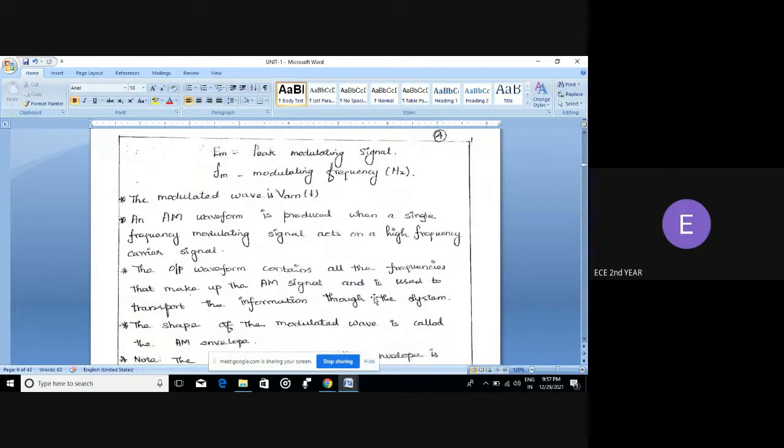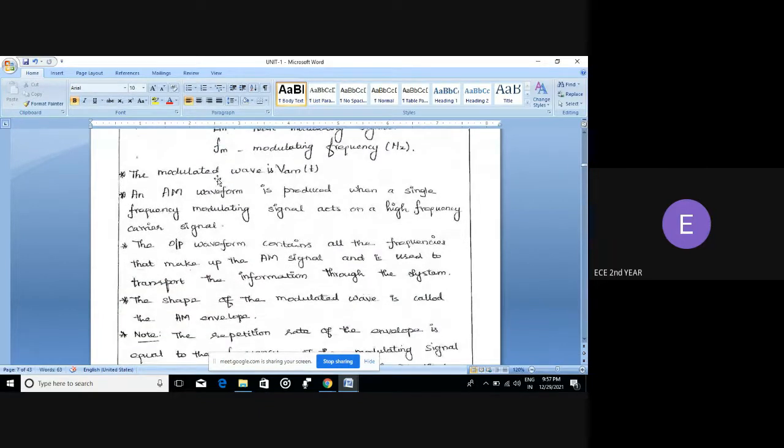Okay, and the last signal is nothing but the modulated wave, VAM of t, right? VAM of t is nothing but the output of the AM modulator. An AM waveform is produced when a single frequency modulating signal acts on a high frequency carrier signal. The output of the modulator is a high frequency signal, that we have to know.